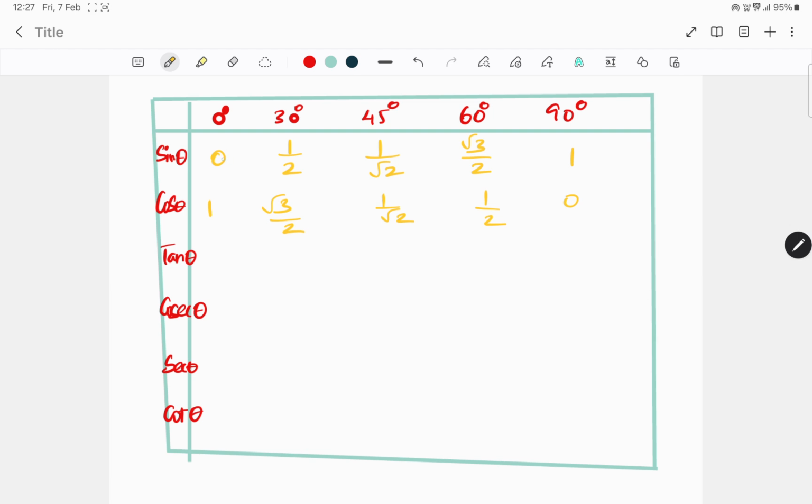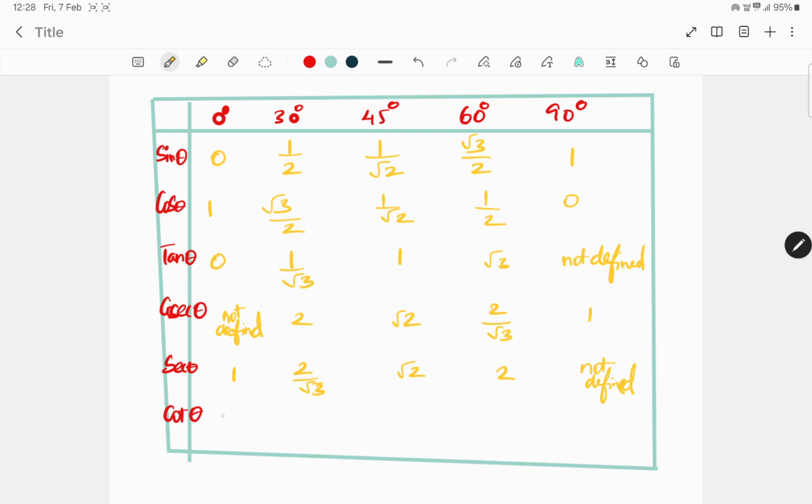Then tan theta, we know that it is sin by cos, we already found the values, we will just write them. Tan theta: 0, 1 by root 3, 1, root 3, not defined. Next cosecant. Cosecant is the inverse of sine. This is not defined, 2, root 2, 2 by root 3. Next secant is the inverse of cos, which is 1, 2 by root 3, root 2, 2, then not defined.